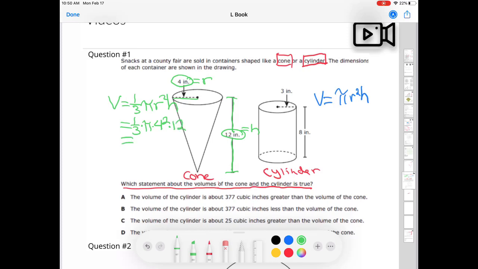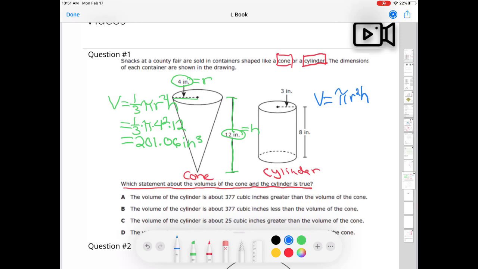Go ahead and plug that into your calculator, and you could stop the video and plug it in, or you can just watch how I do it, but it would really help to plug it in and see what you come out with. Now once you've done that, you are going to get 201.06, and that's going to be inches cubed.